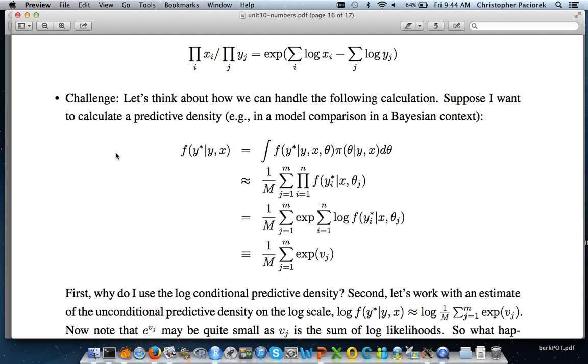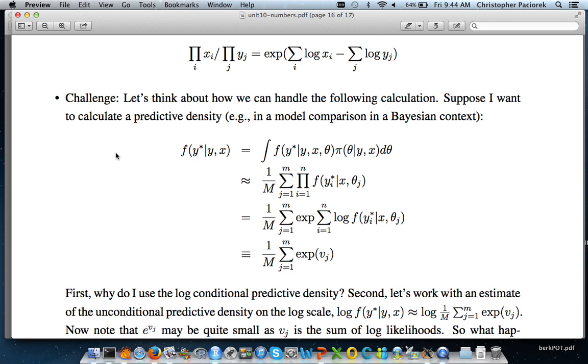So now I've got a sum here that comes from doing the Monte Carlo average. I have a product here that comes from representing the density of a vector as the product of individual densities for the individual yi stars. And now I need to think about how I'm going to go about doing this calculation.